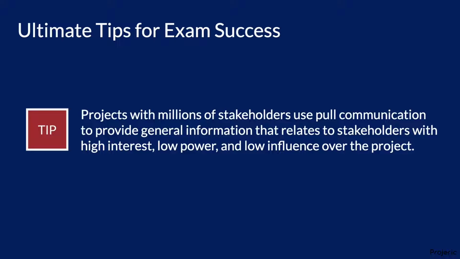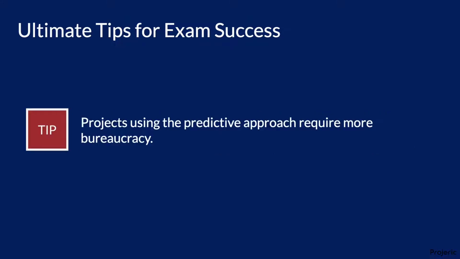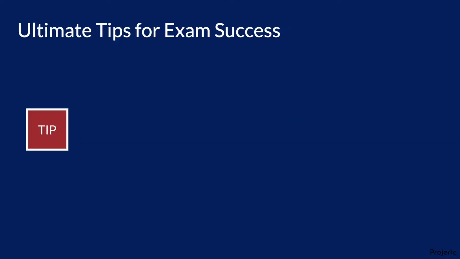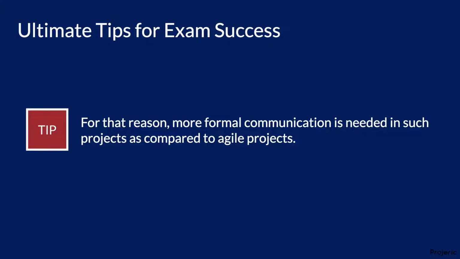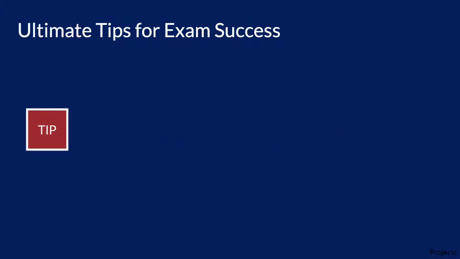Projects with millions of stakeholders use pull communication to provide general information that relates to stakeholders with high interest, low power, and low influence over the project. Projects using the predictive approach require more bureaucracy. For that reason, more formal communication is needed in such projects as compared to agile projects.